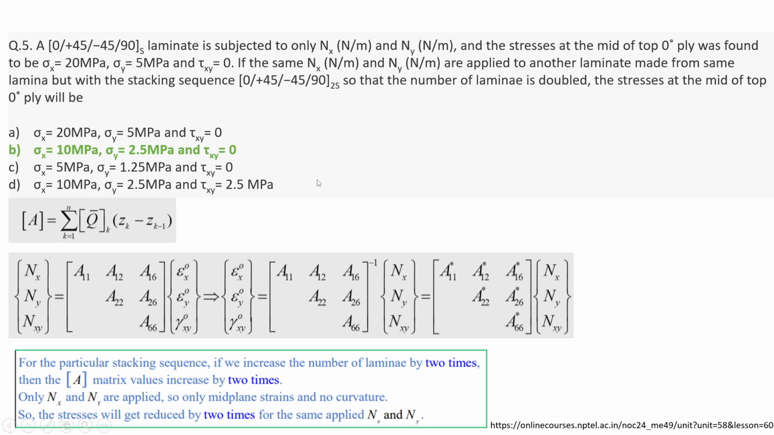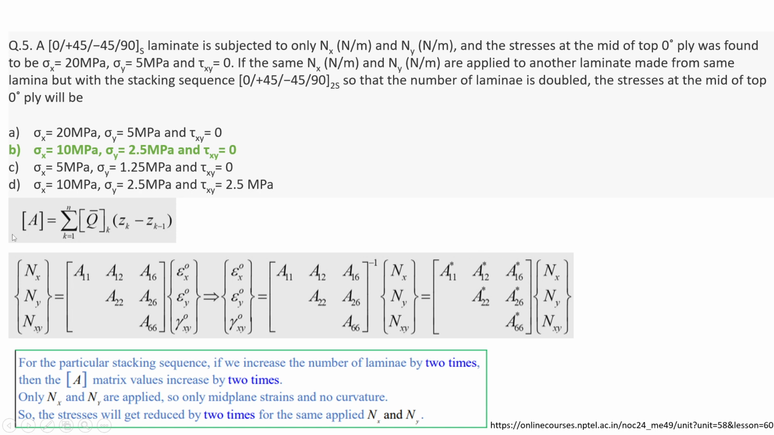For that, first we need the relation between stress and load, and stress is related to the strain. The equation of load is: Nx, Ny, Nxy is equal to the A matrix multiplied by the mid-plane strains epsilon x, epsilon y, and gamma xy. From this equation, the mid-plane strains will be equal to the inverse of the A matrix multiplied by the loads. So this is the relation we get between strain, the inverse of the A matrix, and the load.